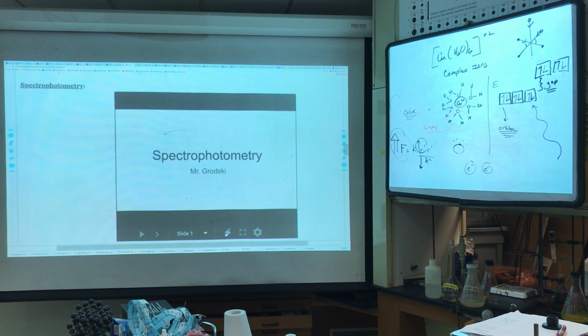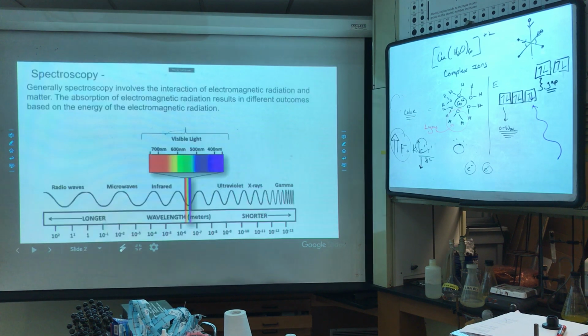All right, so here's spectrophotometry. Okay, I'm sure there's a TikTok I can make, Bob, but I'm just going to teach you without a TikTok.